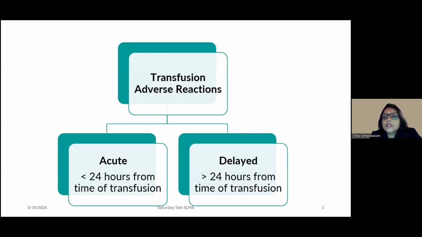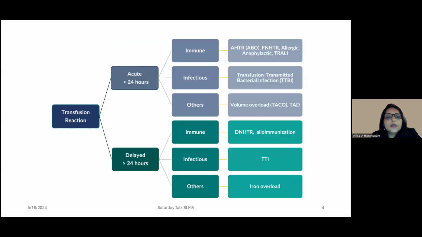Transfusion adverse events can occur within 24 hours of the transfusion, which we call acute transfusion reactions. And they can occur delayed also, that means after 24 hours of the transfusion. Here, I am just going to share the knowledge of acute transfusion reactions, which can be divided into certain categories depending on their reason or cause.